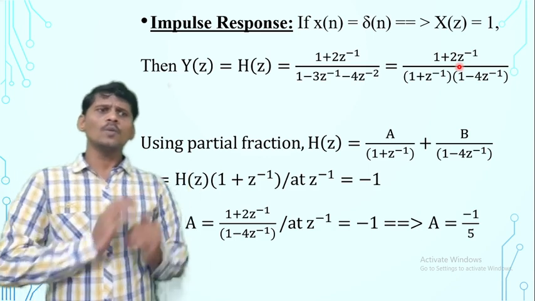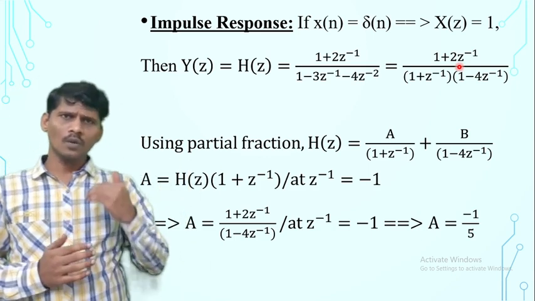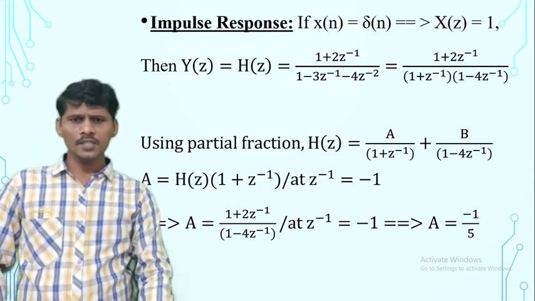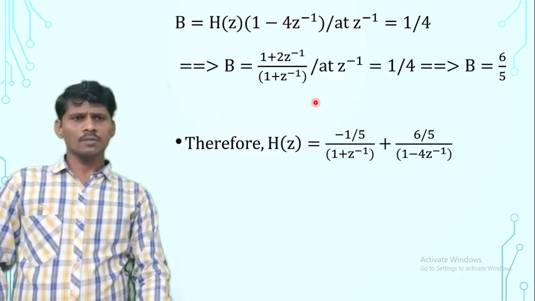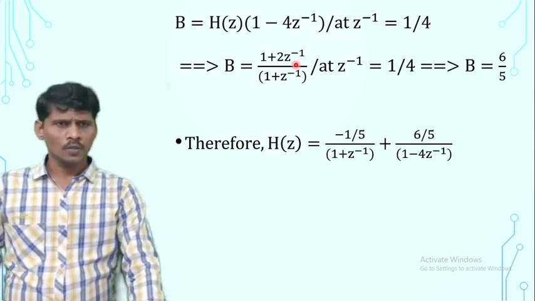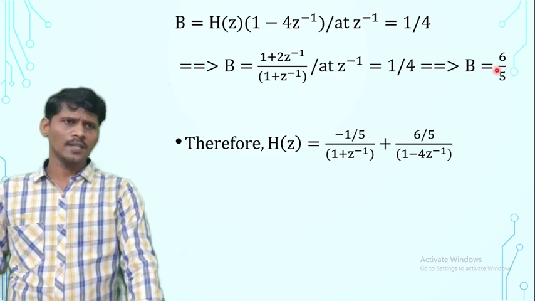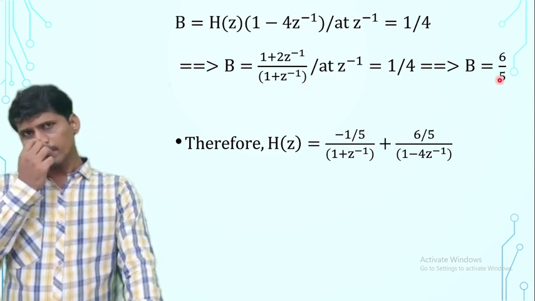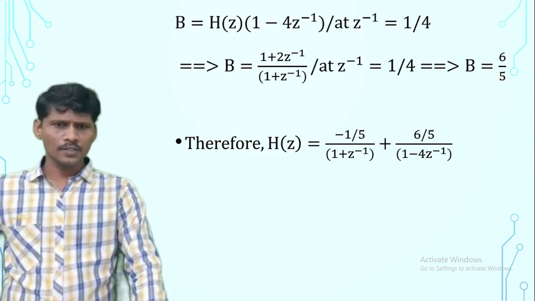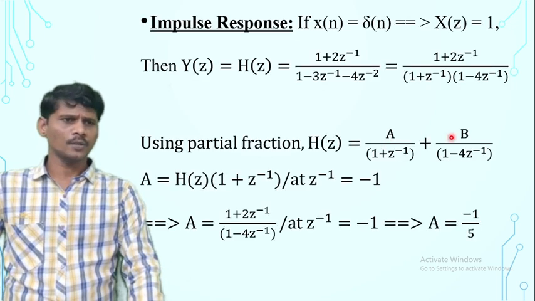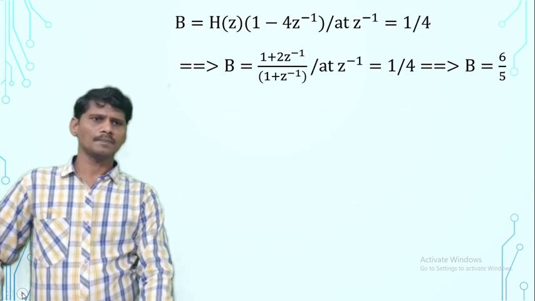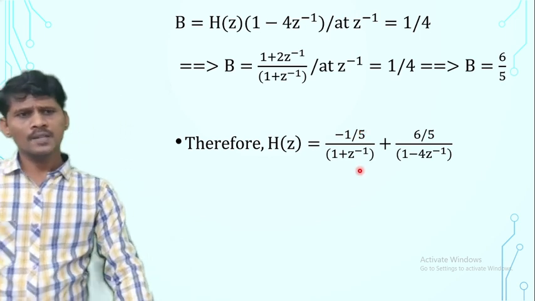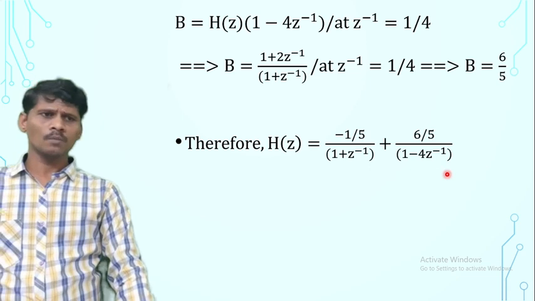That is H of Z into 1 minus 4 Z inverse. So in the numerator and denominator, 1 minus 4 Z inverse is cancelled, and the remaining factor is (1 plus 2 Z inverse) by (1 minus Z inverse), at Z inverse is equal to 1 by 4. So now substitute Z inverse is equal to 1 by 4, we get the constant B is equal to 6 by 5. Substitute capital A and capital B values into this equation. We get the system function H of Z is equal to minus 1 by 5 by (1 plus Z inverse) plus 6 by 5 by (1 minus 4 Z inverse).